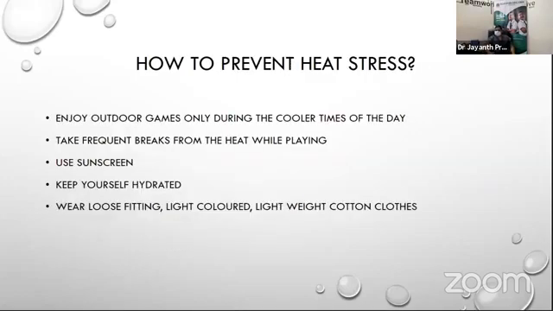So can we prevent heat stress? Yes, we can. The rule is that you should not go out during the hot time. You should play during the cooler times of the day, that is, early morning or a little late in the evening. When you're playing outside, even in cool times during the summers, you should take frequent breaks. You should keep drinking water, use sunscreen, and wear suitable clothes, like loose-fitting, light-colored, lightweight cotton clothes.